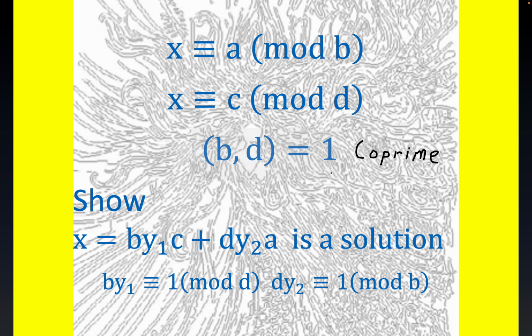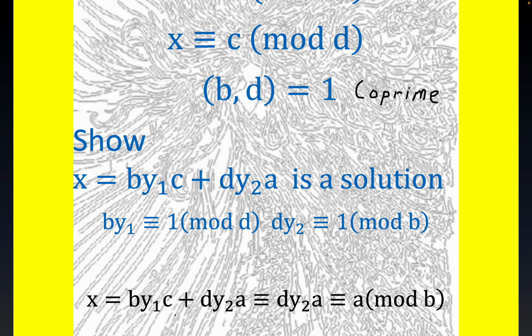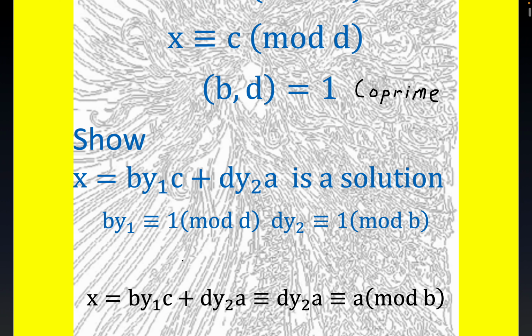Now, this is important because it establishes the existence of what they call multiplicative inverses here, y sub 1 and y sub 2. If these aren't coprime, you don't necessarily have a multiplicative inverse. So that's the basis for that. Now, let's go ahead and verify that this posited constructed solution is indeed a solution.